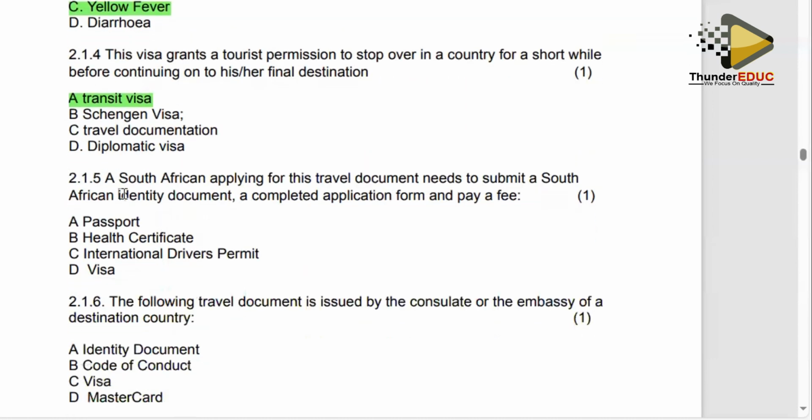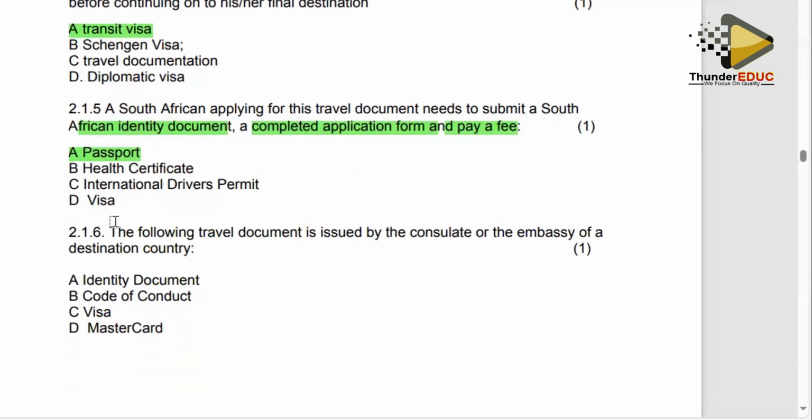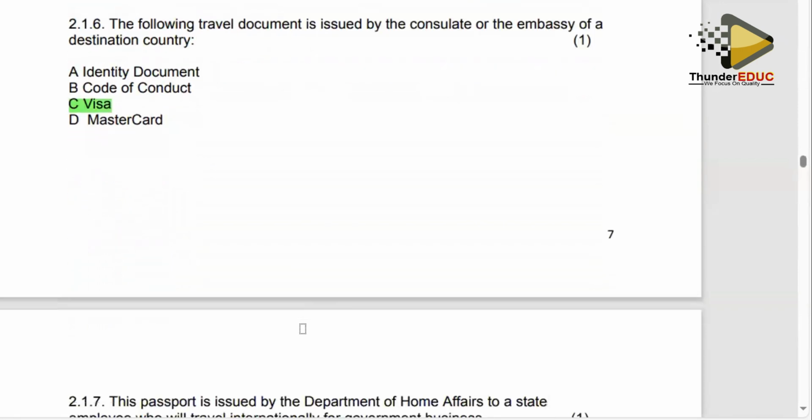Then moving on to 2.1.5, a South African applying for this type of travel document needs to submit a South African identity document and a completed application form and pay a fee. So when you're applying for a passport, you need to submit the South African identity document, a completed application form, and you also pay a certain fee. This is the correct answer, a passport. Then 2.1.6, the following travel document is issued by the consulate or the embassy of a destination country. This type of document is known as the visa, which will be C. So our correct answer in this case will be the visa.